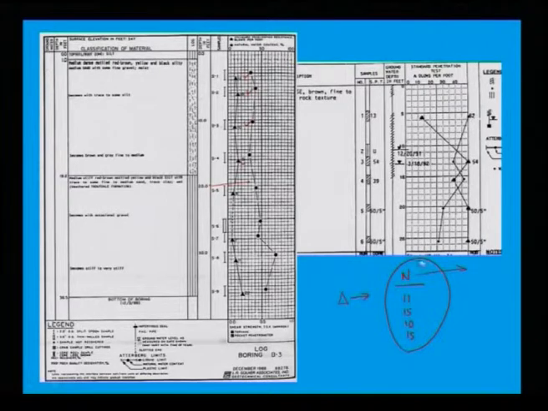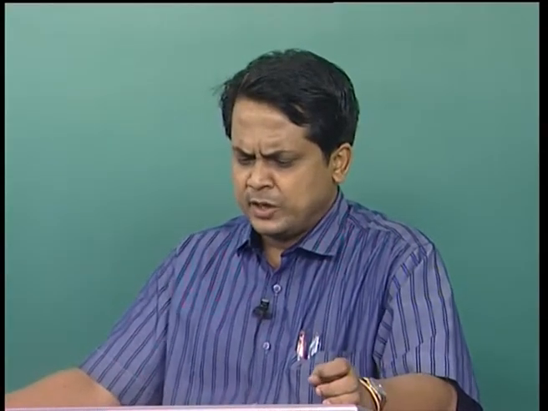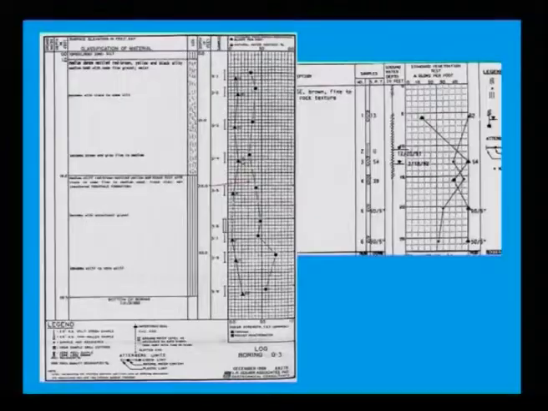Then look at the moisture content profile, the natural moisture content, as I said earlier. How much water is present every 2 meter or 2 feet depth inside the soil? If you look at this, again this moisture content is also almost consistent, a kind of constant.